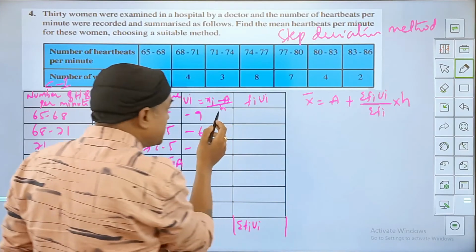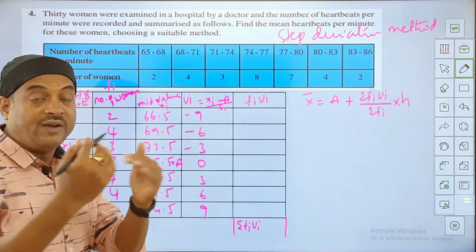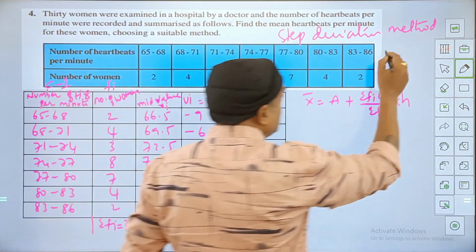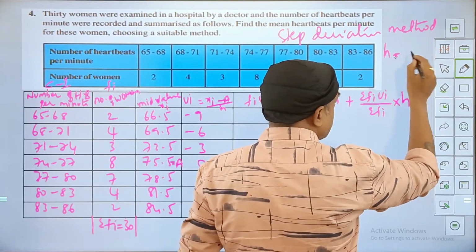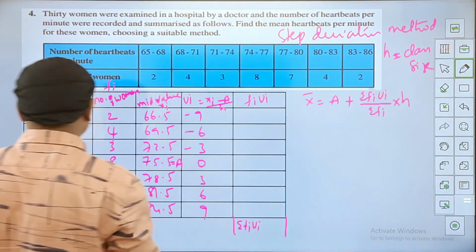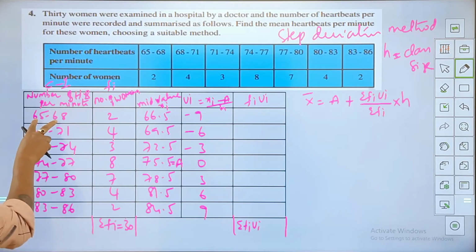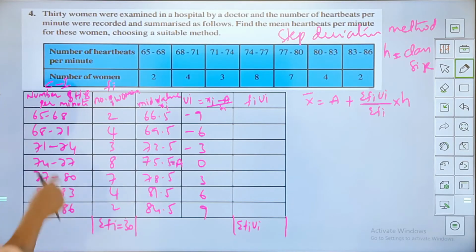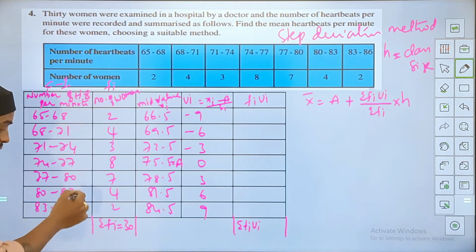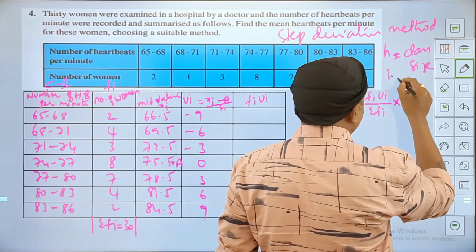And what is this method all about? We have to do an extra thing here. Normally deviation means we'll do only xi minus a. Here we have to divide by h. What is h, my friend? It is the class size. We all know this is the class size, right? And what is a class size? You see the difference in the upper limits, the difference in the lower limits, or the direct difference here is called the class size. So 65, 68, the difference is 3. 68 and 71, the difference is 3. So you can see the upper limit also has a difference of 3, the lower limit also has a difference of 3. So my h value here is 3.